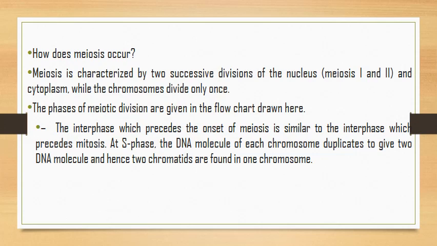How does meiosis occur? Meiosis is characterized by two successive divisions of the nucleus, meiosis 1 and meiosis 2, and cytoplasm, while the chromosomes divide only once. The phases of meiotic divisions are given in the flow chart drawn here. The interphase which precedes the onset of meiosis is similar to the interphase which precedes mitosis. At S phase, the DNA molecule of each chromosome duplicates to give two DNA molecules, and hence two chromatids are found in one chromosome.